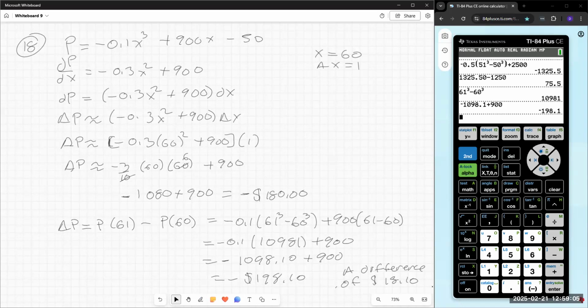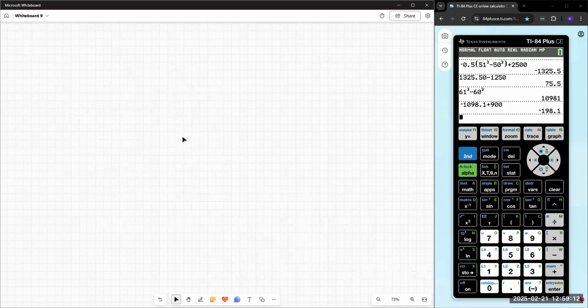Let's go ahead and move on to number 33 now. Just later in the problem sets, we get some word problems that go over the same topic. So we're given a profit function, P, and it's not simplified for us yet. We have a revenue function here minus a cost function here.